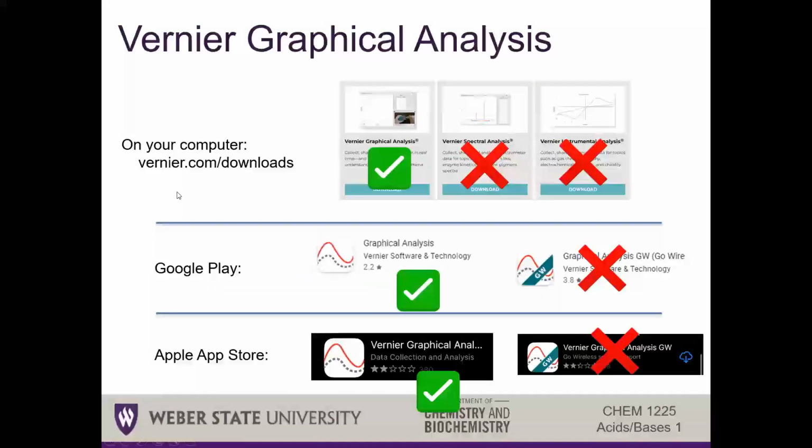All right, and so ahead of lab this week, you'll need to make sure that you have Vernier Graphical Analysis. Make sure it's Graphical Analysis and not any of these other flavors of app that Vernier puts out. You'll need to have this downloaded and installed on a device ready to go.